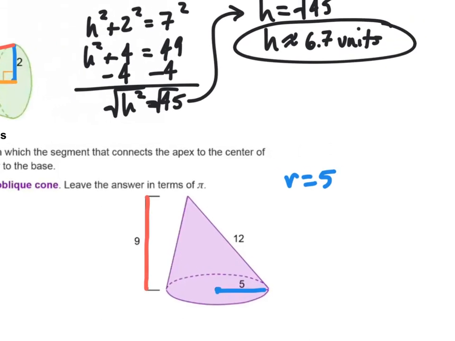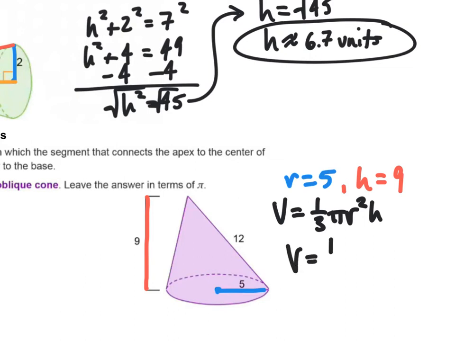And I know that my height is equal to 9. So let's calculate our volume. Volume is equal to 1/3 pi r squared h. So our volume, then, is going to be 1/3 times pi times our radius, which is 5 squared, times 9. Now the 9 and the 3 divide out, okay?